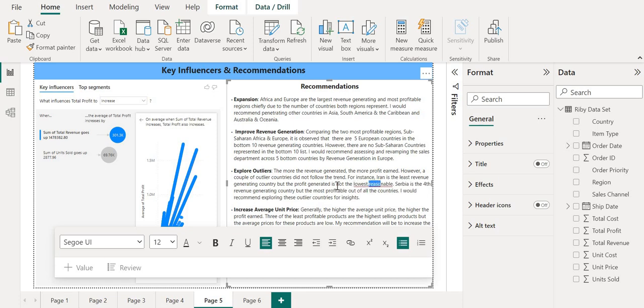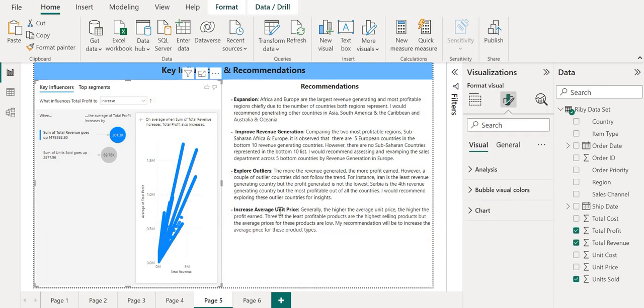Because you would expect that the lowest generating country should have the lowest profits, but it's not necessarily so. Serbia is the first revenue generating country, but the most profitable out of all the countries. So I would suggest exploring these outlier countries for insight. What's happening in Serbia that's making them the most profitable country? What's happening in Iran, that despite being the least revenue generating country, the profit is not that bad? It's not necessarily the lowest. So what's happening in those countries, and how can we learn from them to increase revenue and profit?